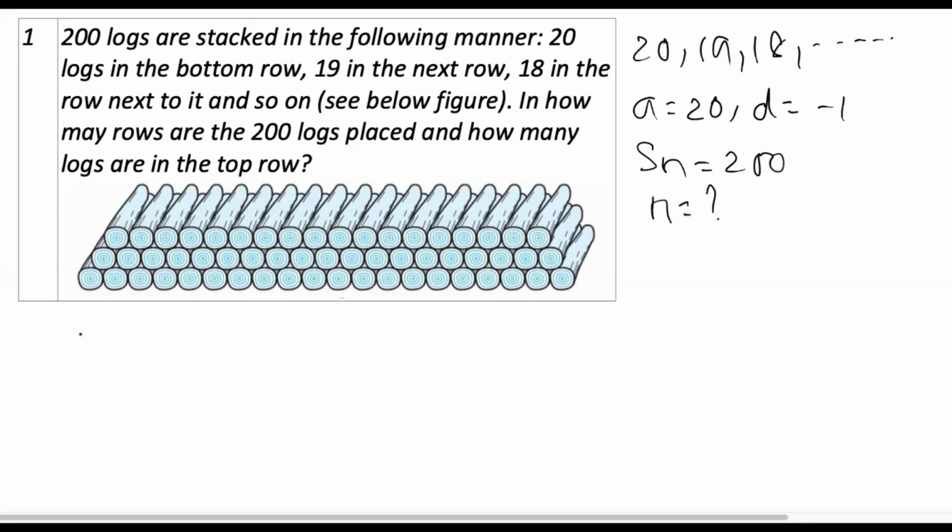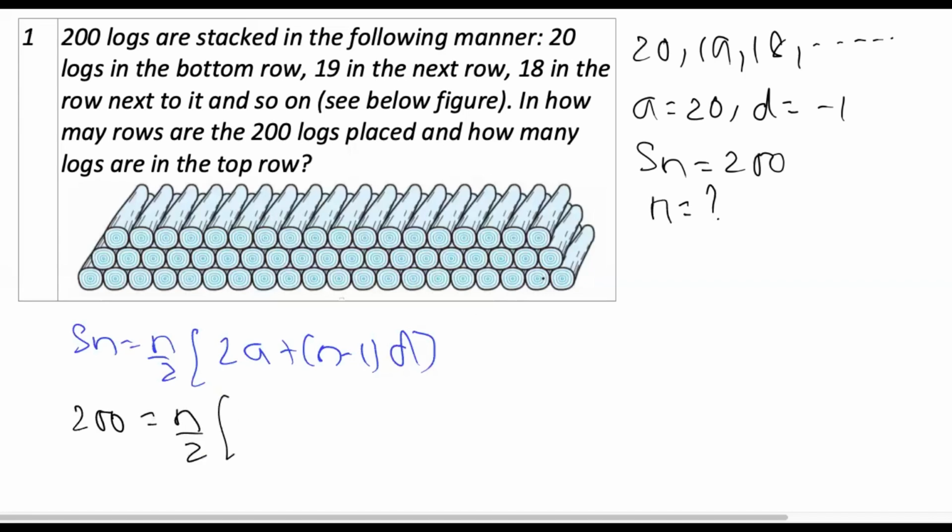So we have to find out the number of rows, that is n. We are going to apply the formula Sn is equal to n over 2 bracket 2a plus (n minus 1)d. Now let's plug in the values that we have. We have Sn, which is 200, n is what we have to get, 2 times a, and a is 20, so 2a is 40, plus (n minus 1), and d from here is minus 1.